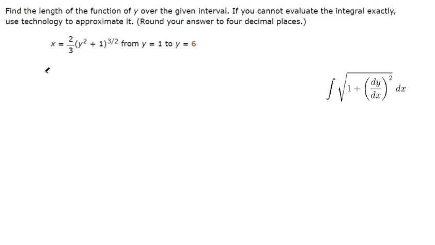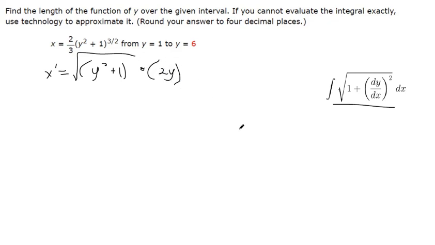Okay, so we want the derivative of x, because we're just going to switch the x and y in our arc length formula. So derivative of x with respect to y, 3/2 comes down, multiplies, and then the power gets reduced by 1, so now this is a square root, because 3/2 minus 1 makes 1/2. Then we need the chain rule, so we're going to multiply by 2y on the inside. Okay, so let's try plugging that into the arc length formula.